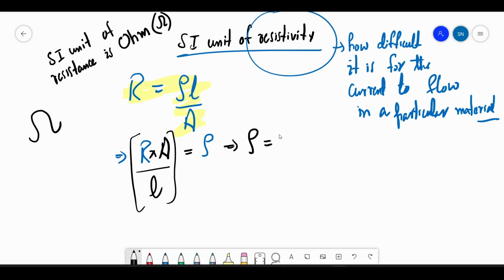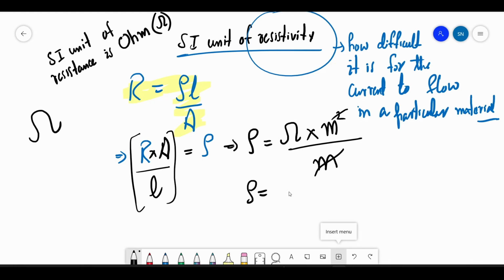So rho will be equivalent to ohm into what is the SI unit of area? Sir, meter square. Exactly, it's meter square. What's the SI unit of length? Sir, meter. The SI unit of resistivity is what? Ohm meter. Am I clear? Yes. Sir, how do we pronounce it? Ohm.